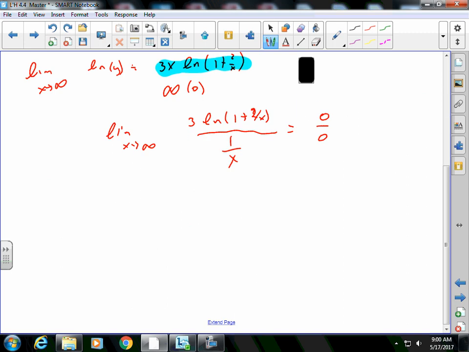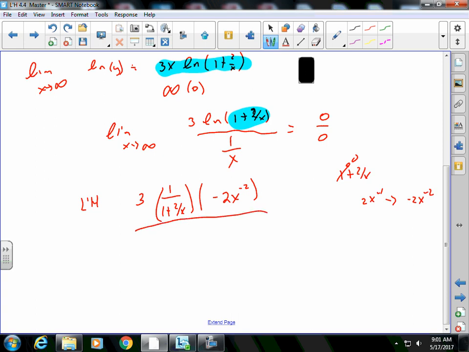So now, this one gets a little long. I'm going to apply L'Hopital's. I'm going to take the derivative of the numerator, 3 times the derivative of the log, which I write as 1 over 1 plus 2 over x, times the derivative of that thing, which is minus 2x to the minus 2. Because with 1 plus 2 over x, when I take the derivative, the 1 goes to 0. I already have 2 times x to the minus 1. Derivative of that is minus 2 x to the minus 2. That's where it comes from.